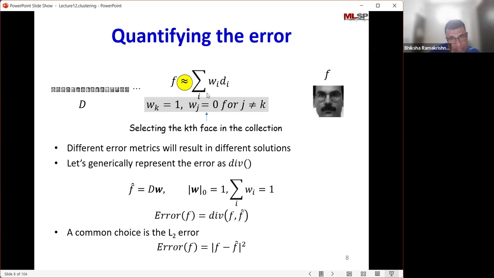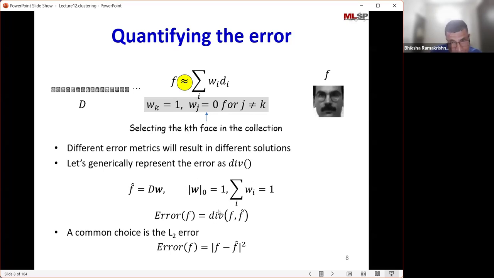My reconstructed face, this one here, can be written as D times W, where D is a dictionary containing all of these faces, and W is a one hot vector. And so my way of representing one hot is the same as saying that the zero norm of W is 1, which means there's only one entry in W which is non-zero, and that the sum of the entries of W is also 1. So these two together specify that the weight vector is all 0 except for a single entry whose value is 1. So my approximation f hat is D times W, where W satisfies these constraints.